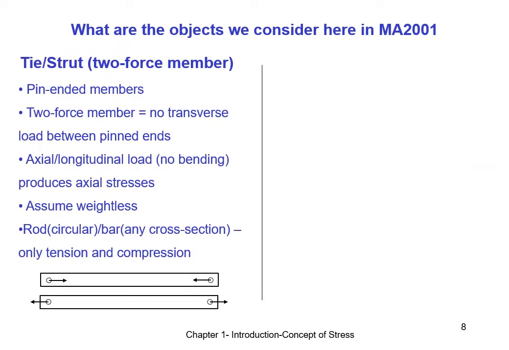There are in general two kinds of objects we consider in this course. First is the tie or strut, which we call two force members. When we say two force members, it means that there are only two forces acting on the object. However, just having two forces, the question would be, would it be sufficient to keep the object in both force and moment equilibrium? It turns out it is possible.